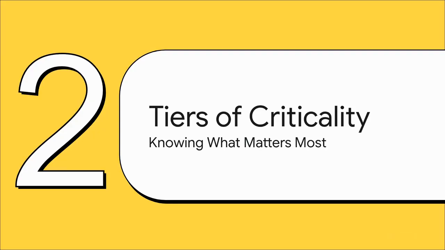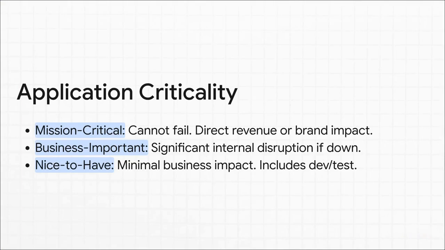So how do we actually do that? Where do you even start? Well, the very first step is to break down your entire application portfolio into logical tiers of importance. And this has nothing to do with technology, it's all about business impact. We can actually simplify this into 3 basic tiers.